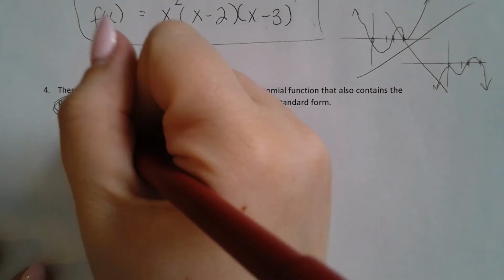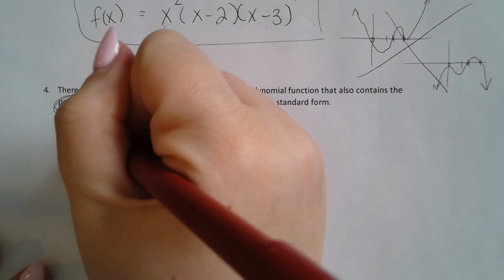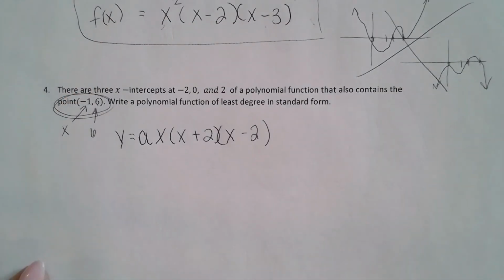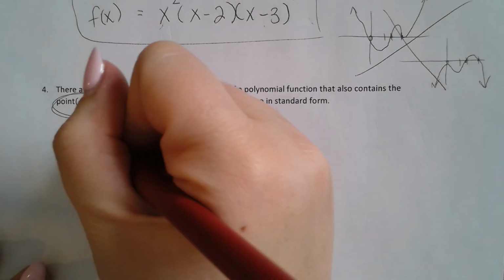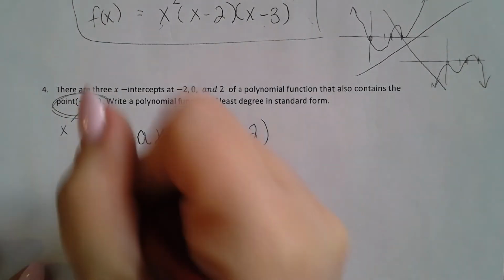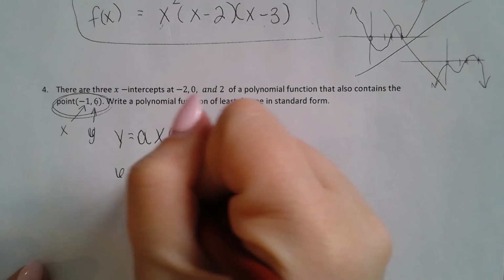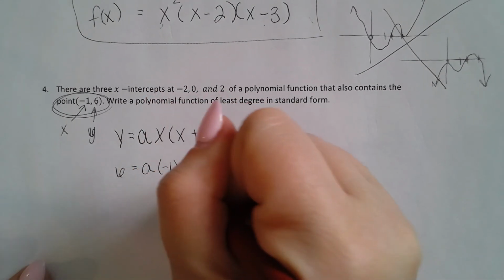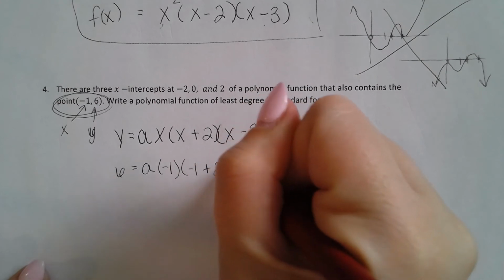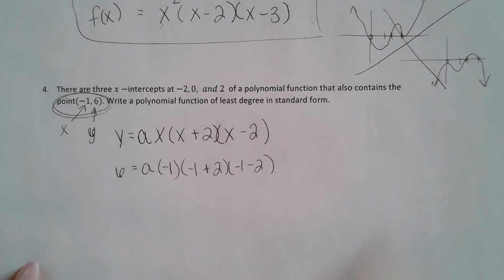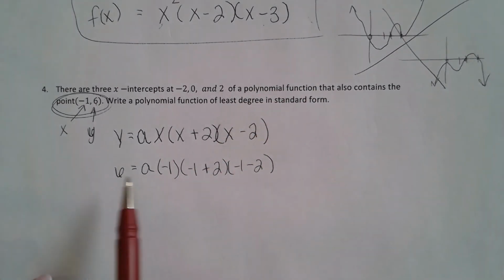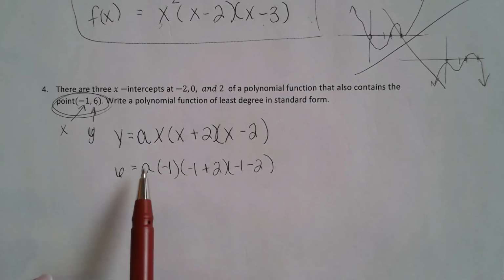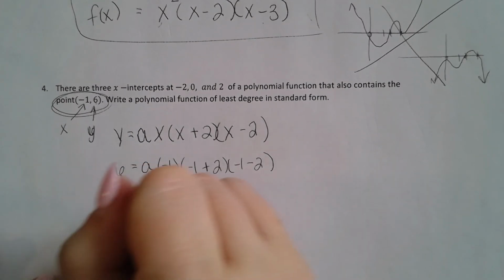The way we're going to do that is we're going to use this ordered pair where x is -1 and y is 6. So for the y, I'm going to put 6. The a I don't know. x is -1. Well, now all I have left is my variable a, so I'm going to use my algebra skills to solve for a.